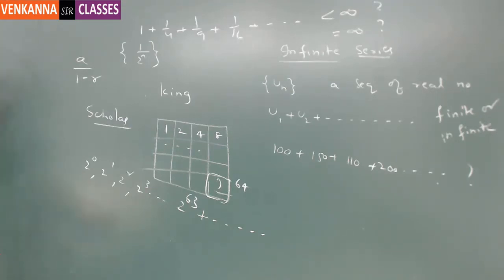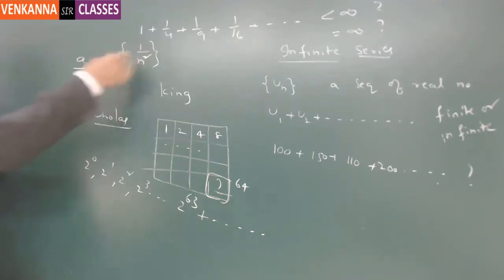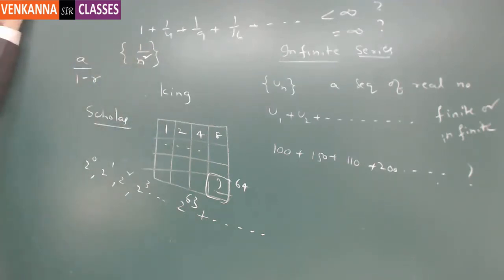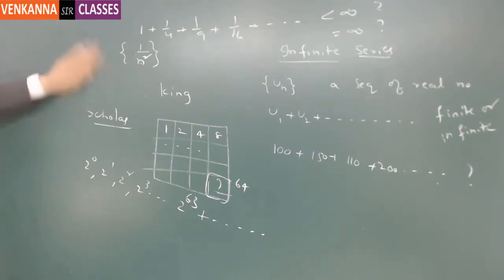It is 1 by n square, sorry. It is convergent, right? So if you take the sum of the infinite values, if the sum is finite, then we say that it is convergent. So if the sum is not finite, then we say that it is divergent.